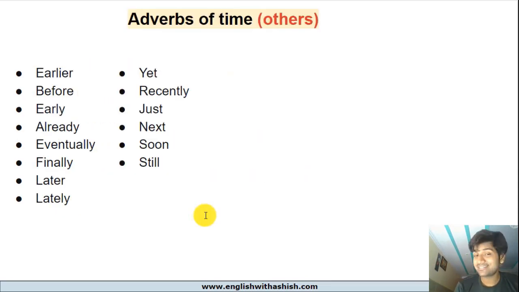All right. Next is adverbs of time. These adverbs will not refer to a particular time. They will not refer to a particular frequency or how long the action has been going on for as well, right? They'll just refer to a time that is not known. Okay, let's understand these using some examples. So these are earlier, before, early, already, eventually, finally, later, lately, yet, recently, just, next, soon, and still.